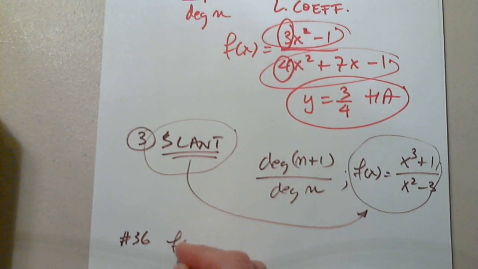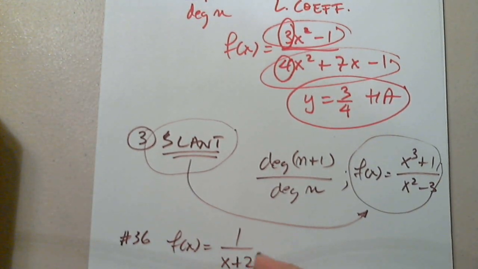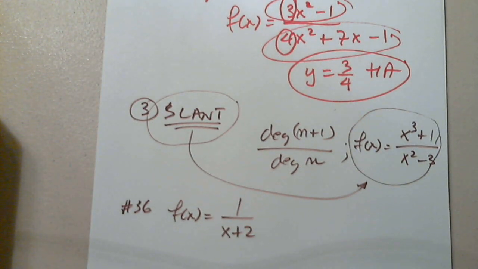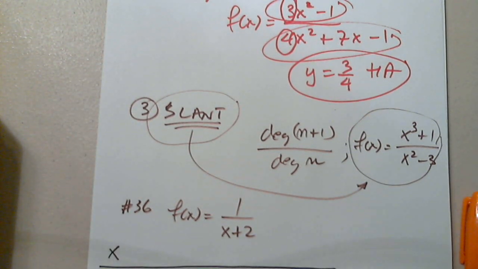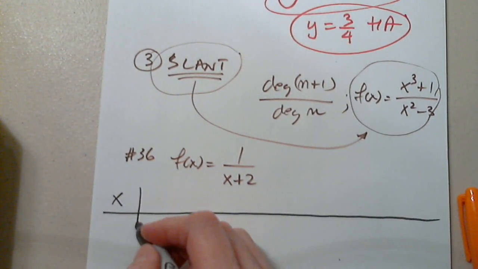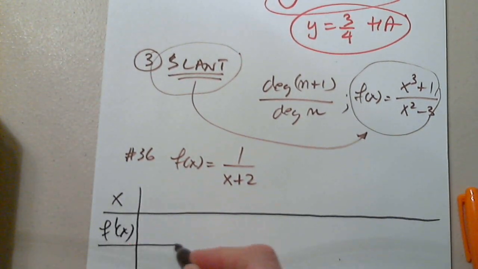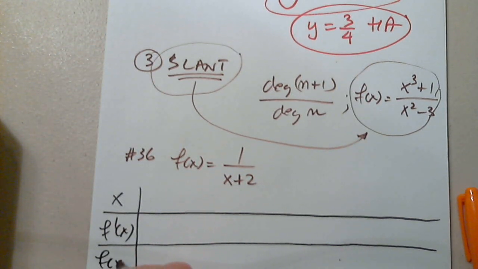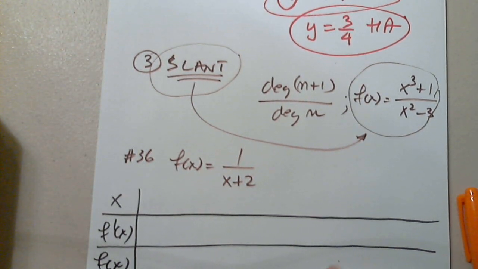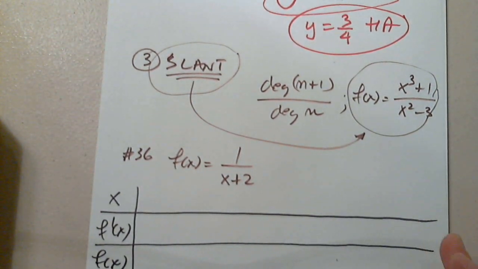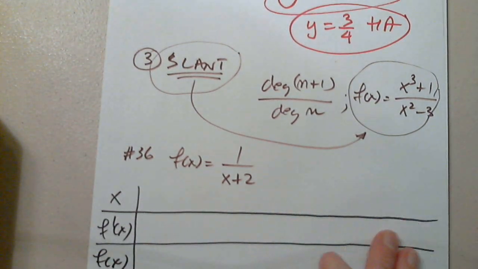And in 36, we have f of x equals 1 over x plus 2. Awesome. Good pick. Okay, excellent. So I get my table going right away: x, f prime, f of x, and the second derivative. Perfect. We have to start with the domain. Once we fill up the table completely, then we're done, we can graph it.